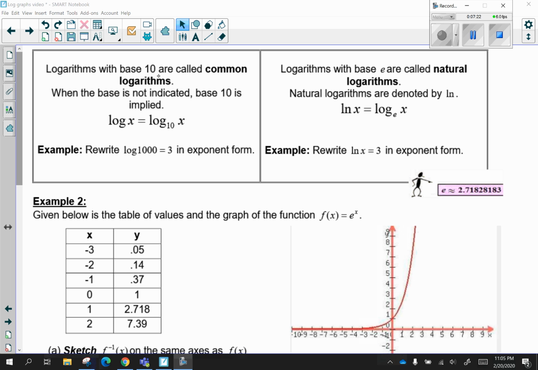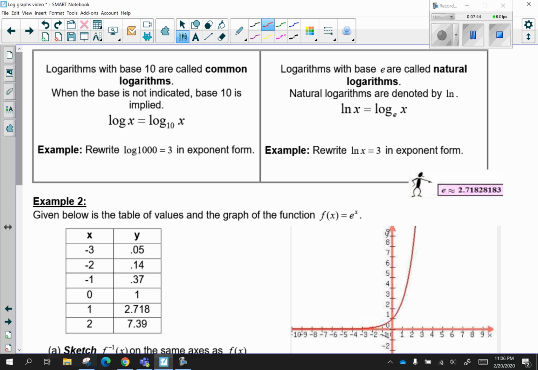Logarithms with base 10 are called common logarithms. When the base is not indicated, base 10 is implied. So that just means if you just see log of x, we understand the base to be 10. It equals log base 10 of x. And that's because in our number system, we use the decimal number system. It's all base 10.